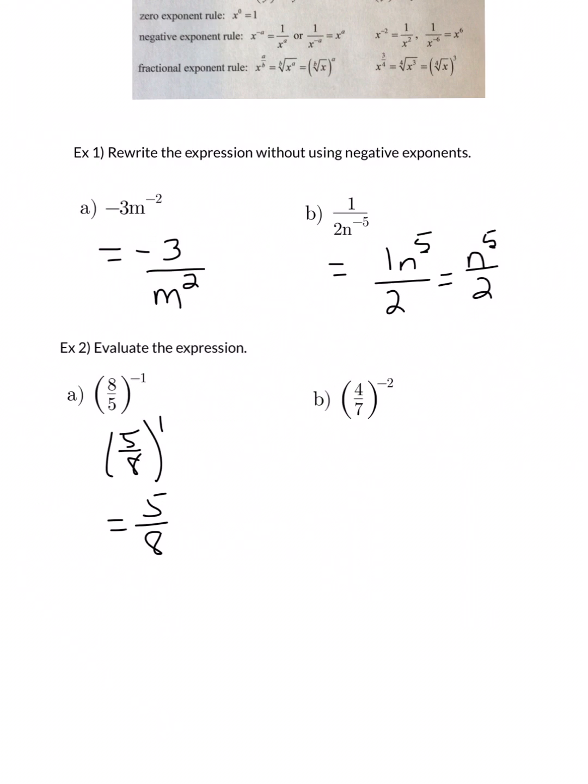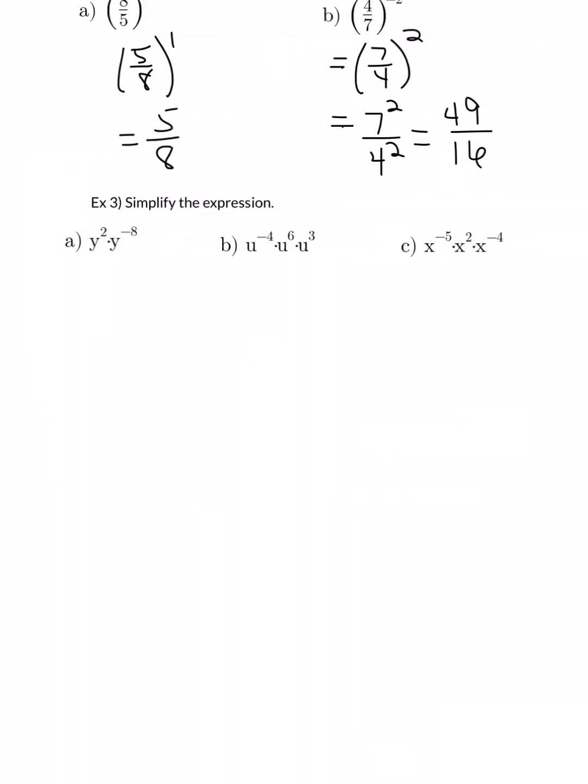On B, we have 4 over 7 to the negative 2. So the first thing we're going to do is write the reciprocal, make it 7 over 4, and then change the sign of our power to positive. Now we're going to use our rule that says when we have a fraction being raised to a power, you take each part to the power. 7 to the second over 4 to the second gives us 49 over 16.